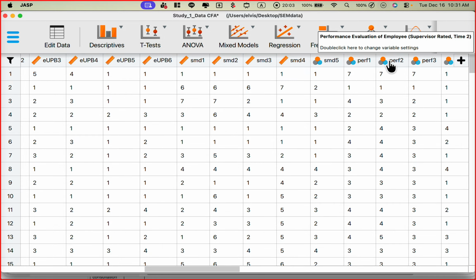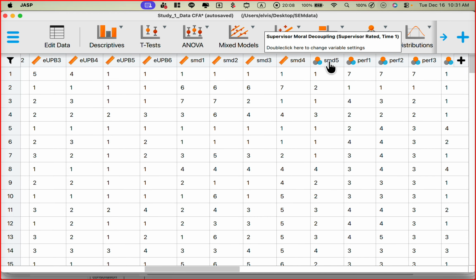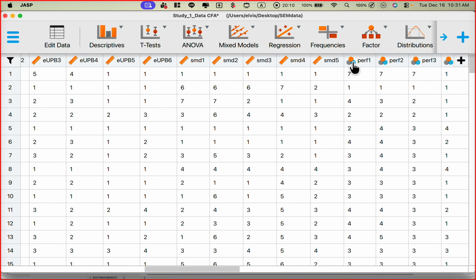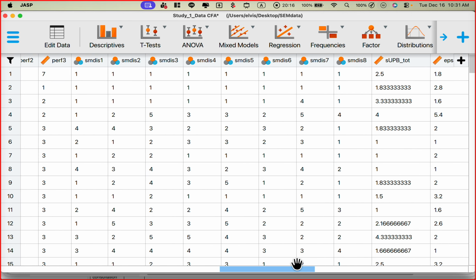I'll give you, let's say, 10 minutes to apply CFA to this data set and try to interpret the result.